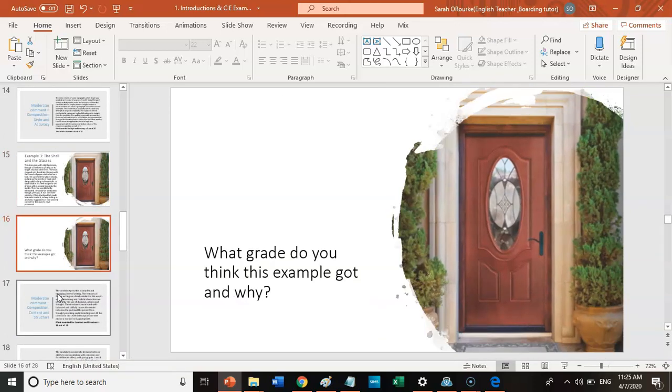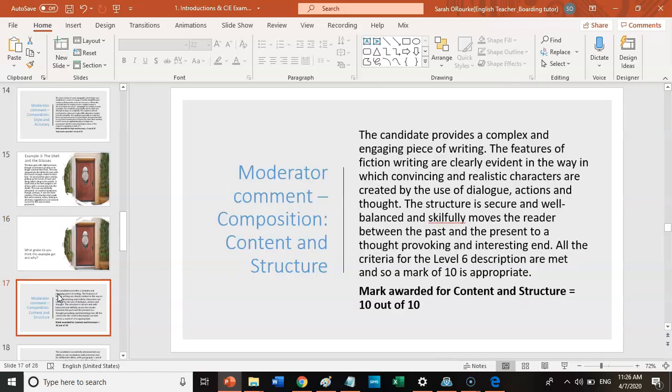I don't think I read that out terribly fluently then. Have a think then, what grade do you think that this got? What mark did it get for content, and what mark did it get for accuracy? Probably you've guessed that this is the best one, and it actually got 10 out of 10 full marks for content and structure.